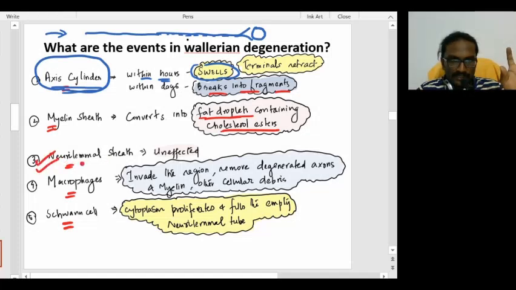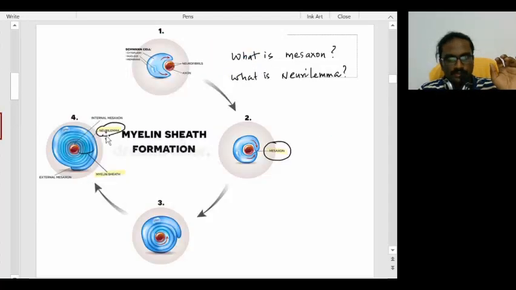with an intact neurolemma, what will happen? I hope you know what is neurolemma. I have already told you what is neurolemma, and I've also told you don't confuse between neurolemma and axolemma. Let me revise once more.